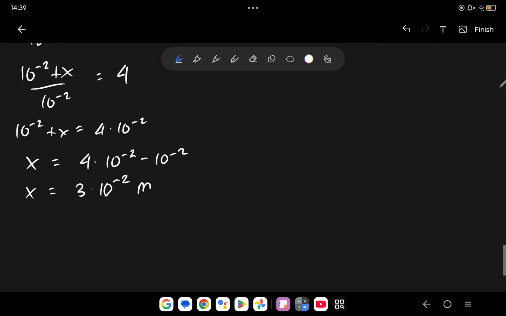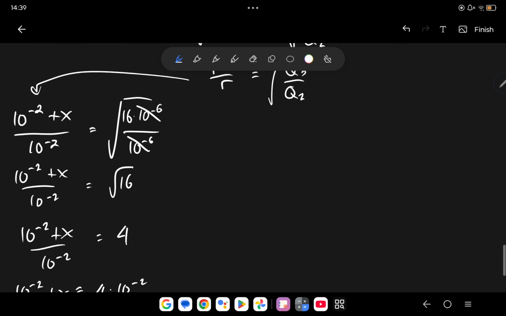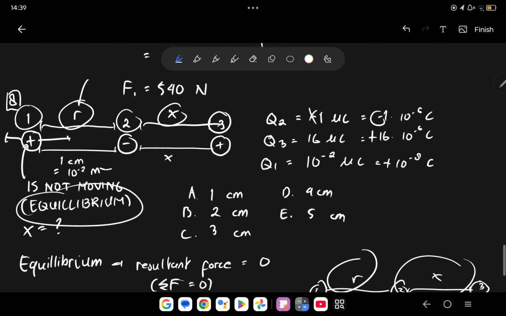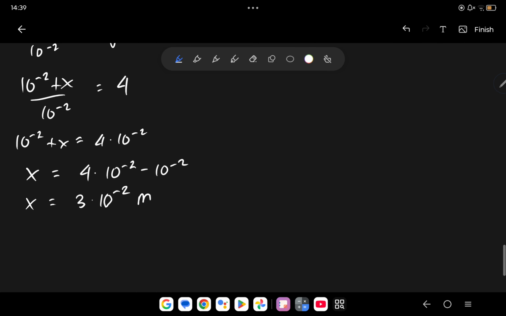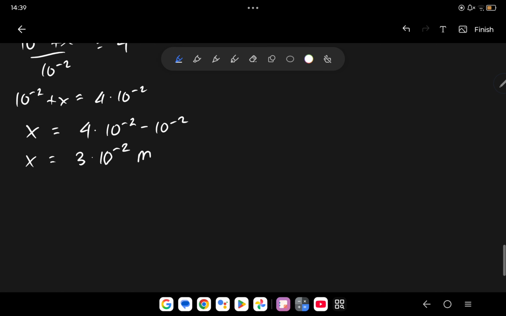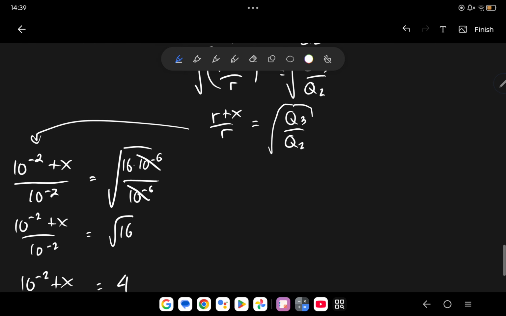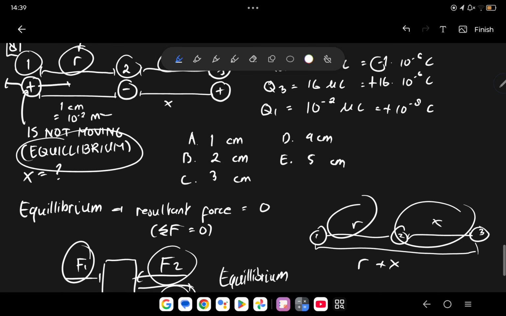And is 3 times 10 to the power of negative 2 in the options? Let's see. No. But we can convert this into centimeters by multiplying it by 10 to the power of 2. This is going to cross out, so we'll get x is equal to 3 centimeters. Is 3 centimeters on the board? Yes, sir. The answer is C.